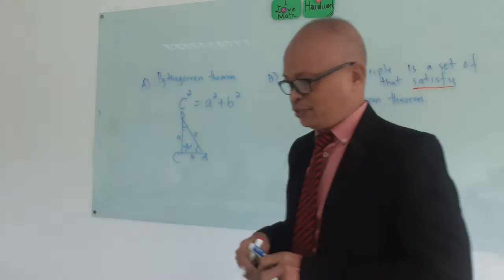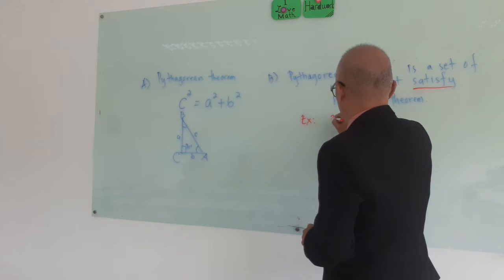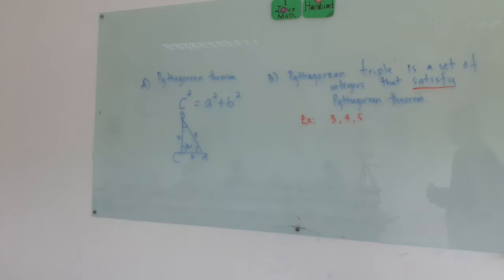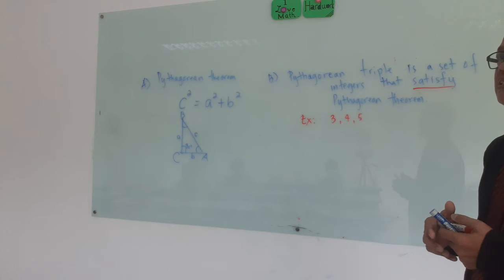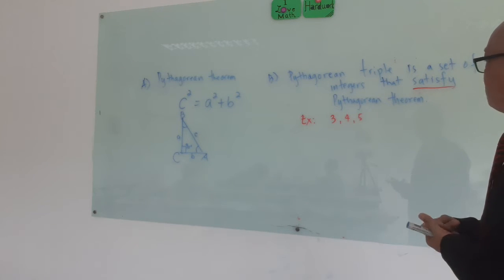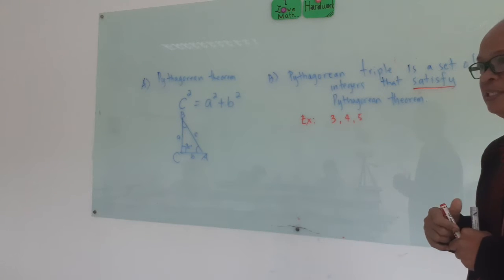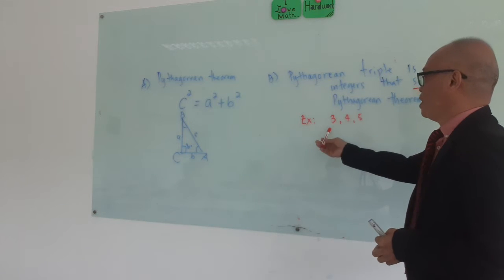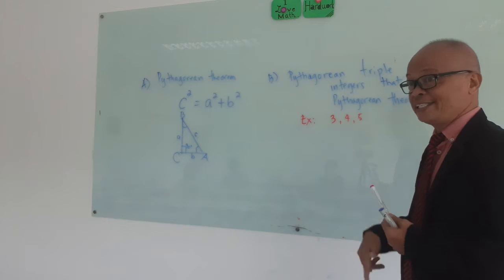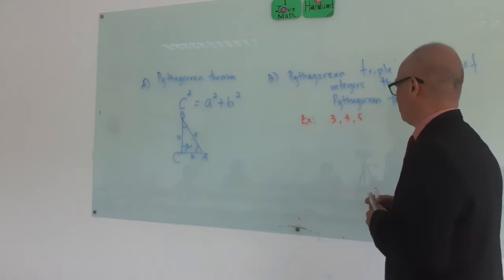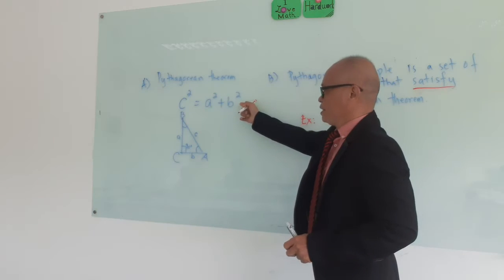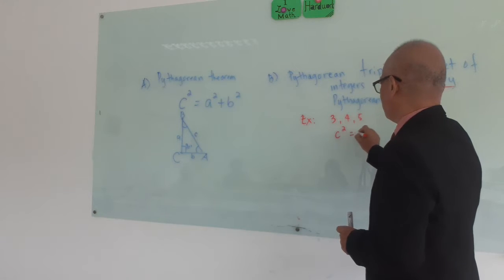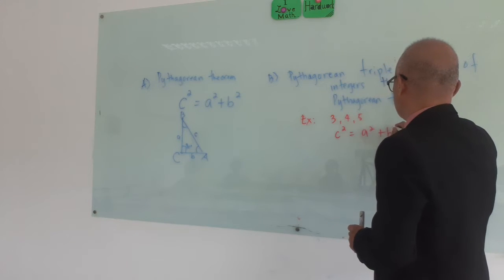Example. So a set of numbers, for example, 3, 4, 5. What do you think of these numbers? Do they satisfy the Pythagorean theorem? Because if they satisfy this theorem, meaning these are sides of a right angle triangle. So we'll be using this, remember? C squared is equal to A squared plus B squared.